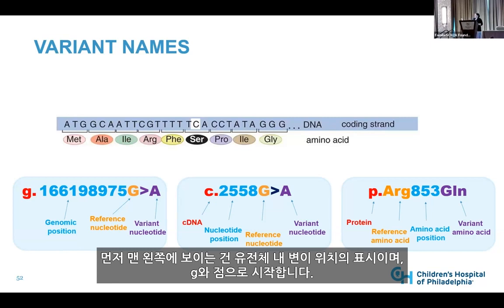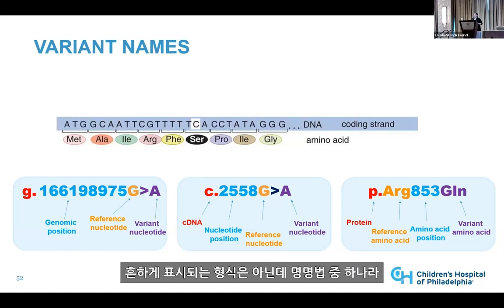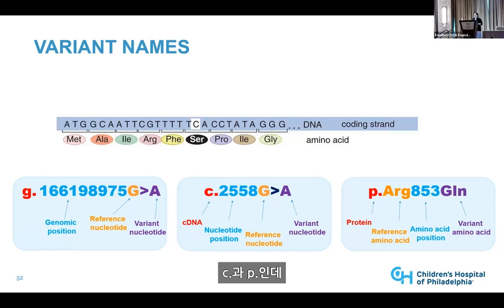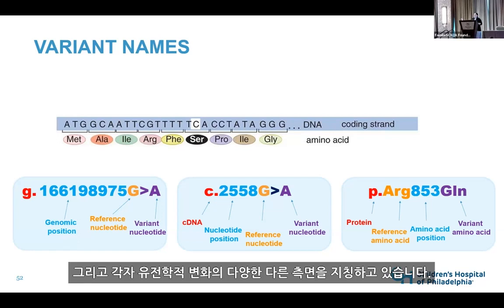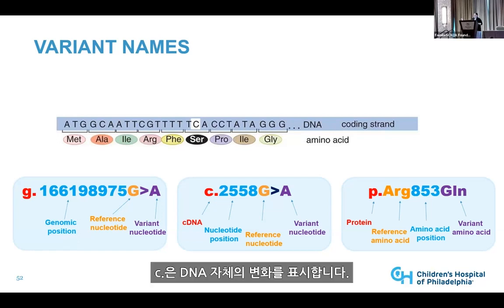So firstly, on the left, you can see we have what we call the genomic position, which starts with a G dot. This is not super commonly noted on the genetic testing report, but it is one nomenclature. So I wanted to at least bring a little bit of awareness to it. But the most common ways that genetic changes are named are with what we call a C dot and a P dot, so the middle and right-hand side. And they're each referring to different aspects of the genetic change. So the C dot is referring to the change on the DNA itself.